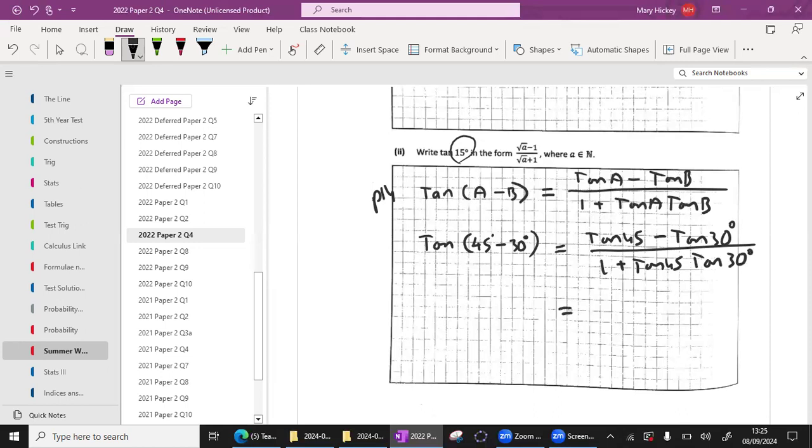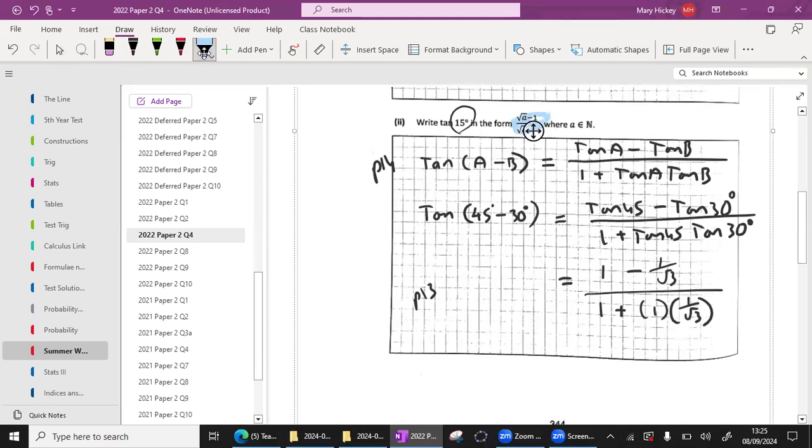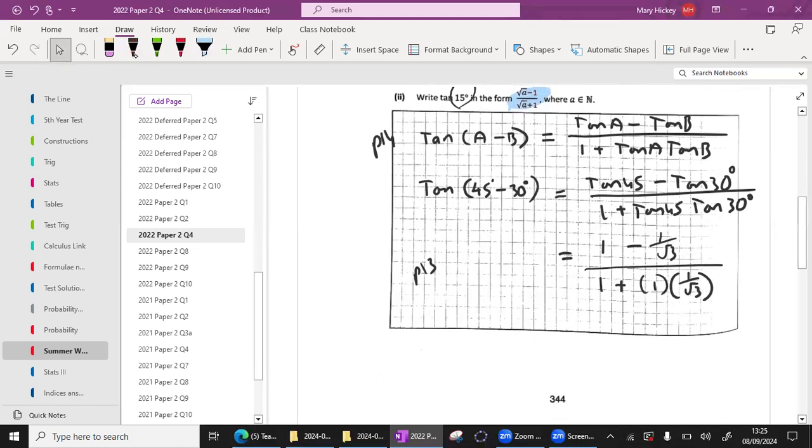Okay. Now, when I look at my special angles table on page 13, I can see the tan of 45 is 1, minus the tan of 30 which is 1 over root 3, all over 1 plus tan of 45, again 1, and the tan of 30 is 1 over root 3. So we just need to tidy up, and then I suppose we hope that we get it in this format that they're asking for. So this obviously is the tan of 15 because 45 minus 30 is 15.